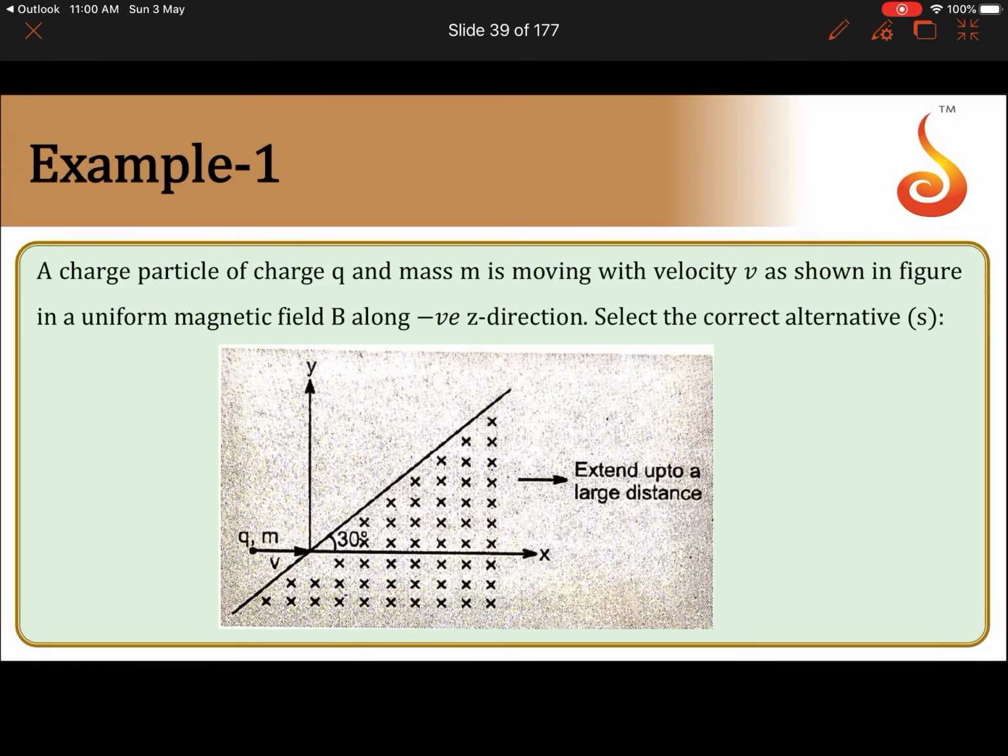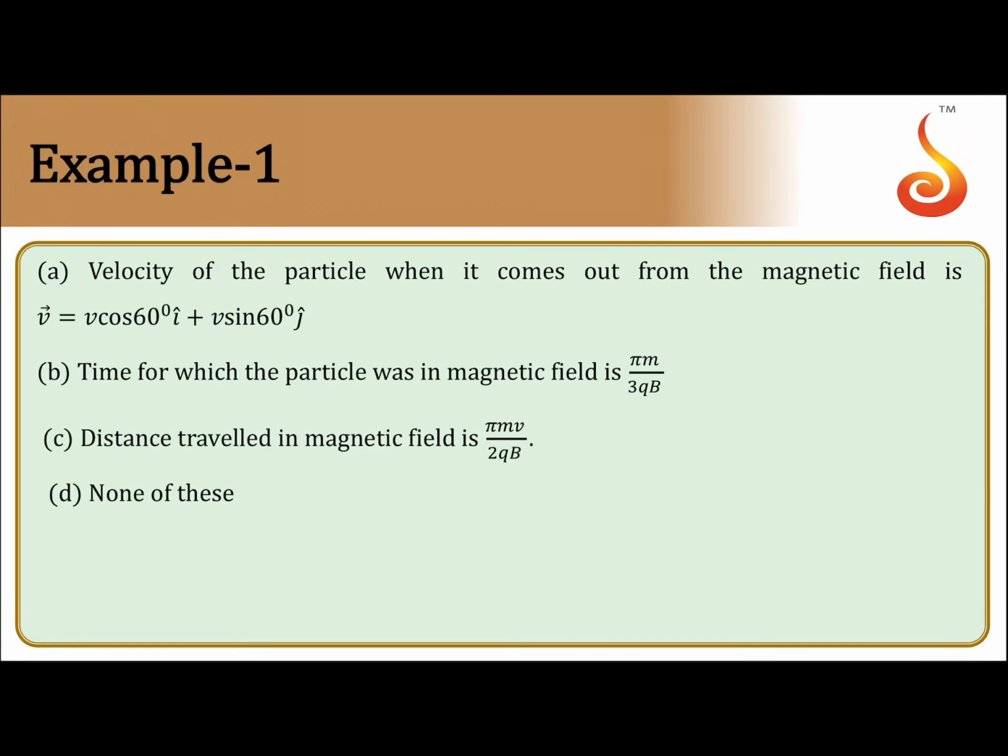Now come to the problems on magnetic effect of current. First question: a charged particle of charge q and mass m is moving with a velocity v as shown in the figure. Magnetic field is along the negative z direction. Select the correct alternatives. First, the velocity of the particle when it comes out of the magnetic field is this. Second, time for which the particle was in the magnetic field, and distance travelled in the magnetic field. None of these. Okay, come to the solution.